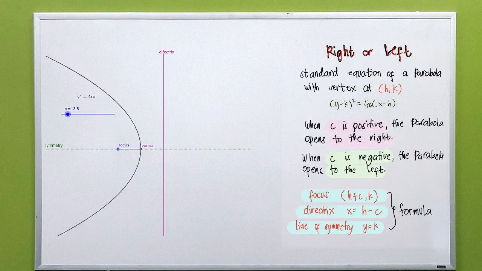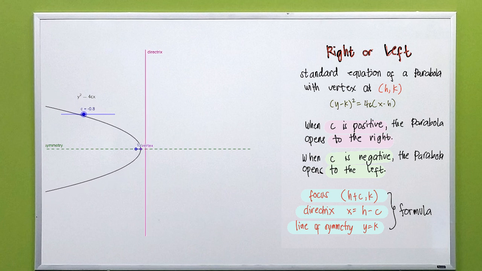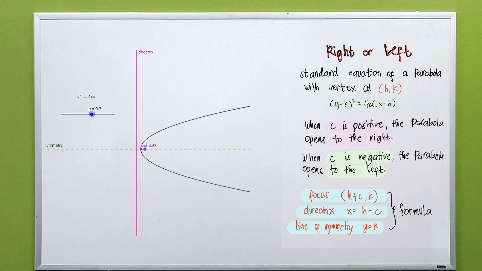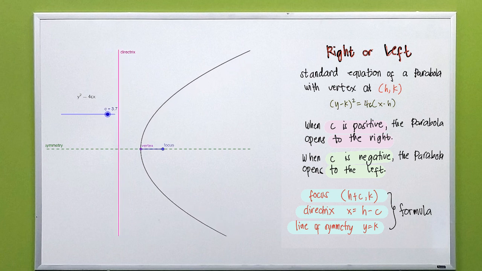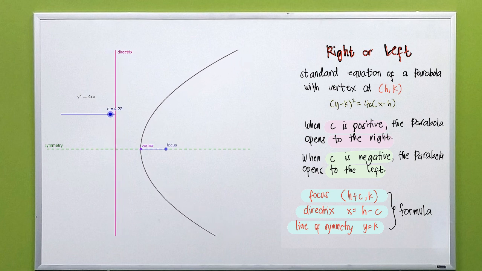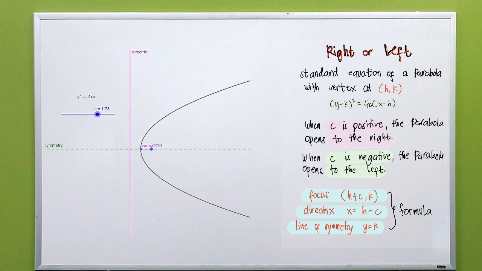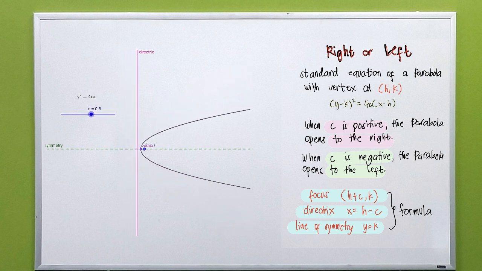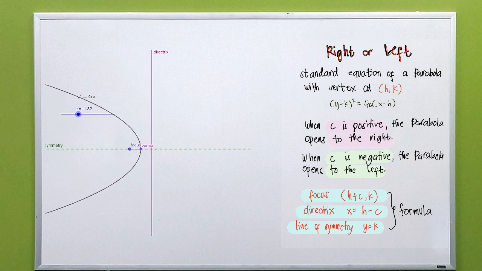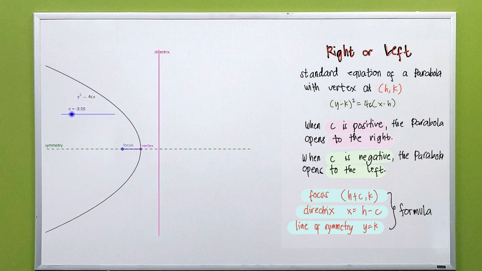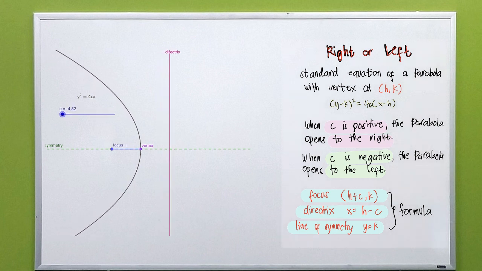When the parabola opens to the right or to the left and the vertex is not at the origin, or (h, k), we have the equation the quantity y minus k squared equals 4c times the quantity x minus h. When c is positive, the parabola opens to the right. When c is negative, the parabola opens to the left. And we have the formula to obtain the focus, directrix, and the line of symmetry.